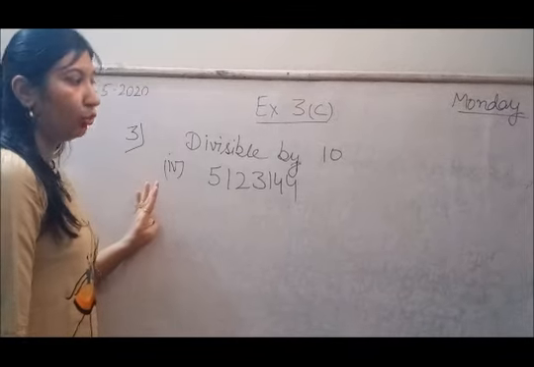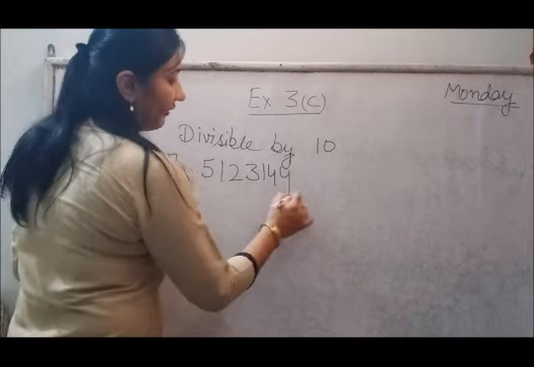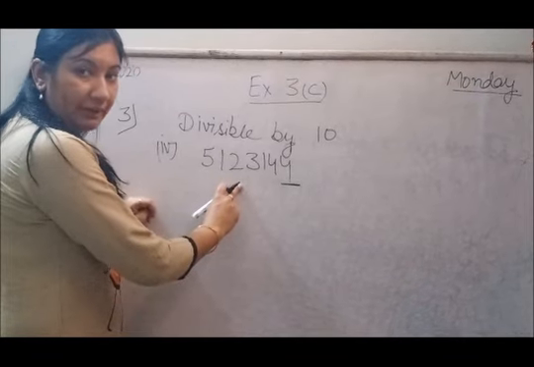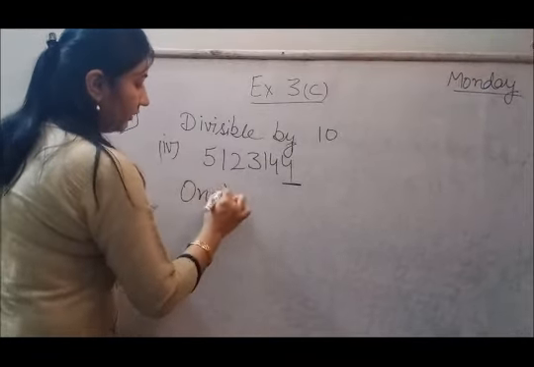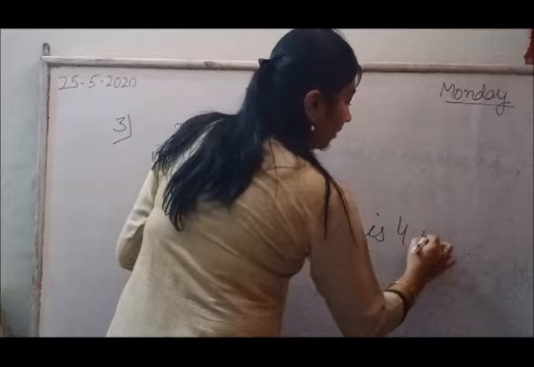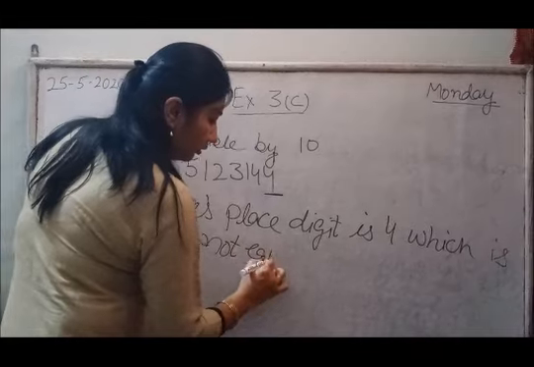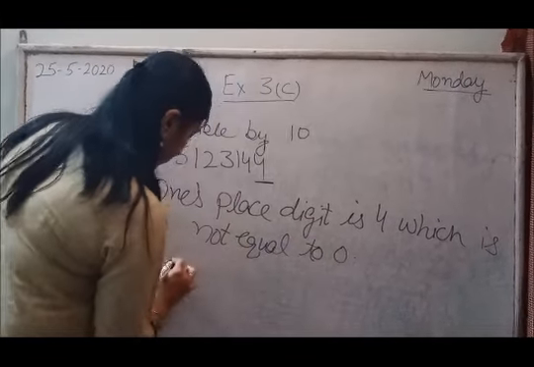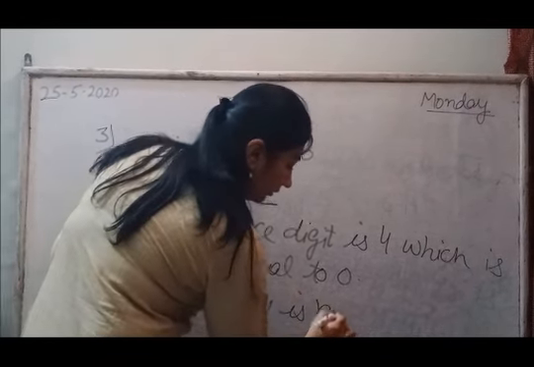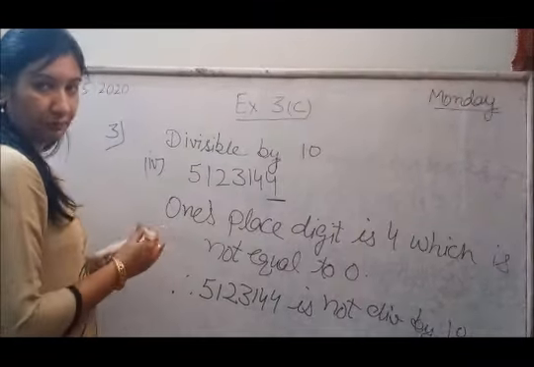Again, what was the divisibility rule of 10? You have to check the last digit, and the last digit should be 0. Here the last digit is 4. It is not 0. So this number will not be divisible by 10. How will you write? You will write: ones place digit is 4, which is not equal to 0. Therefore, the given number is not divisible by 10. Similarly, you will solve the rest of the parts.